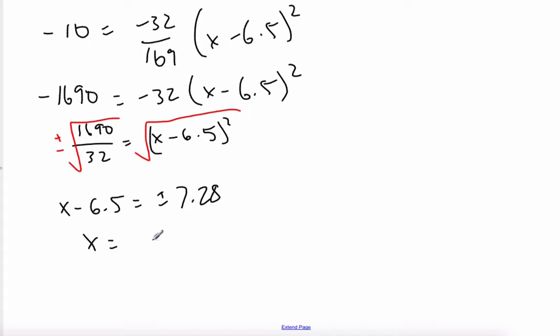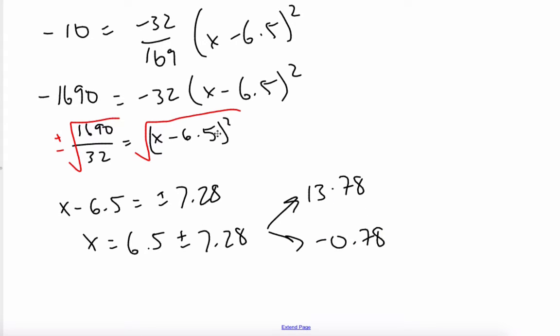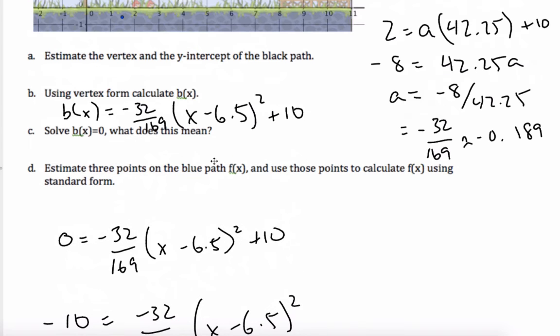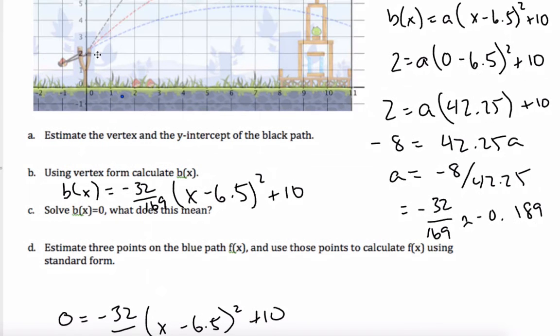And so x equals 6.5 plus or minus 7.28. So that means I have 6.5 plus 7.28, which is 13.78, or I have negative 0.78. So what does this mean? If I estimate here, this value here is nonsensical.